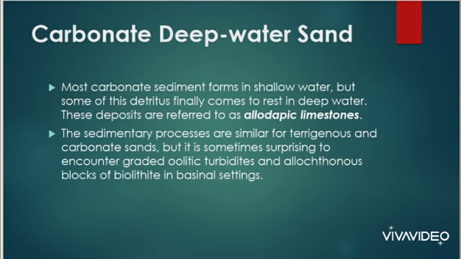Deep sea carbonates seldom debouch from a prograding micrite slope because there is no carbonate along the delta. It is more usual for allodapic limestone carbonates to be shed from a carbonate shelf margin or from the crest of a rising salt dome. Sedimentary processes are similar to the terrigenous and carbonate sands, but it is sometimes surprising to encounter graded oolitic turbidites and allochthonous blocks in the biolithite or in basinal settings.